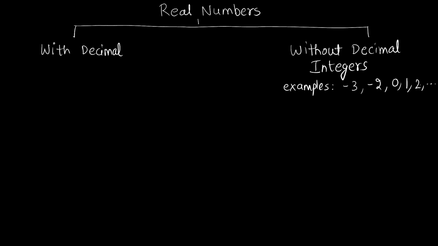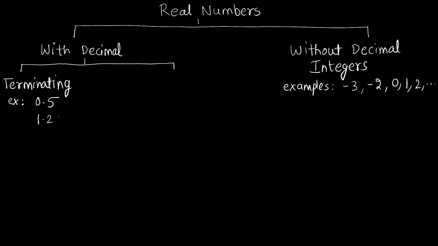Now, in case they have a decimal expansion, it can be further classified into two categories. The first category is where the decimal expansion is terminating. The decimal expansion will terminate after a certain point. The examples of that would be 0.5. It is terminating after one decimal place. So 0.5, then 1.25. These are some examples of terminating decimal expansion.